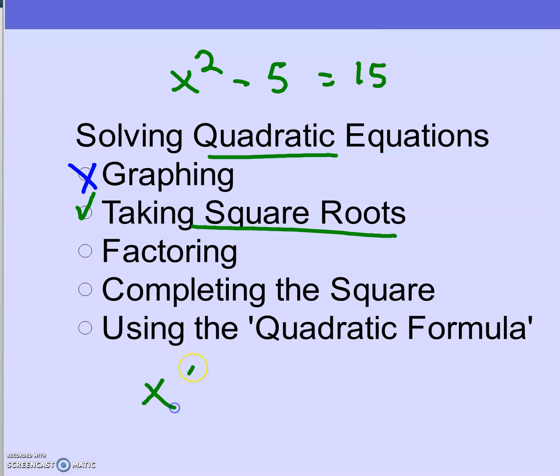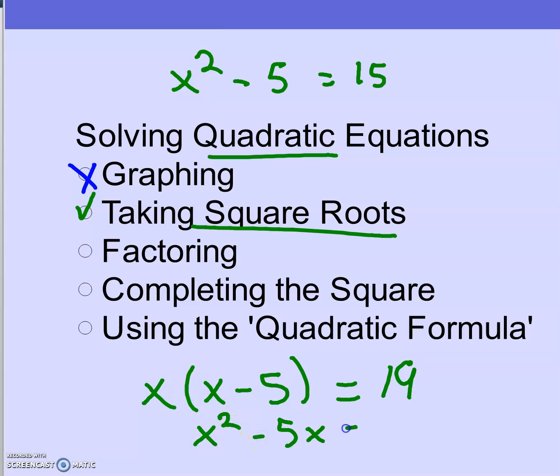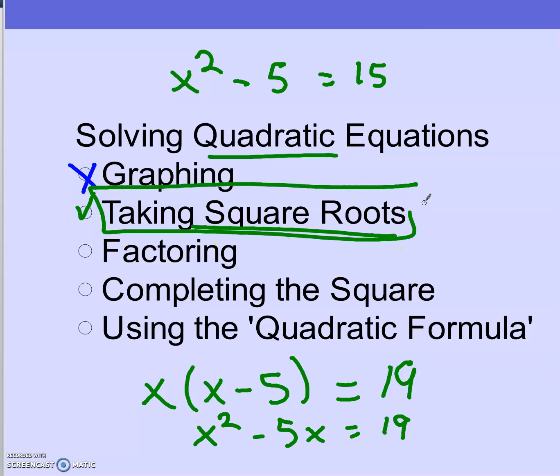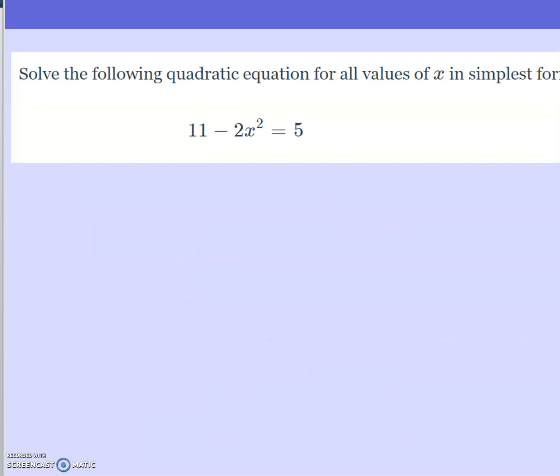This would be as well, by the way, because if you multiply x times x, you get x squared, and x times minus 5, you get minus 5x. So your highest power of x is still 2, so it's a quadratic equation. So we're going to keep working on taking square roots and then do a few more problems that involve practice with that. So let's take a look at what we've got here.